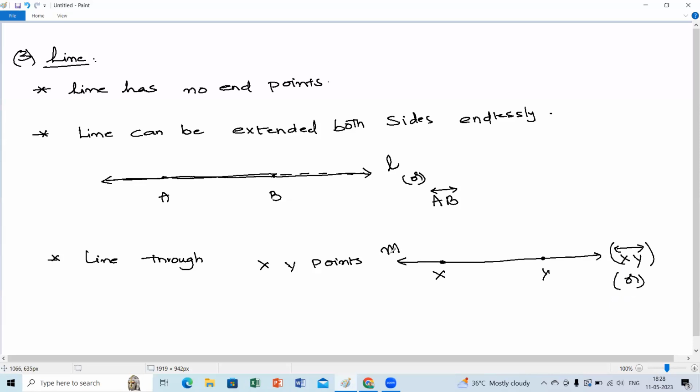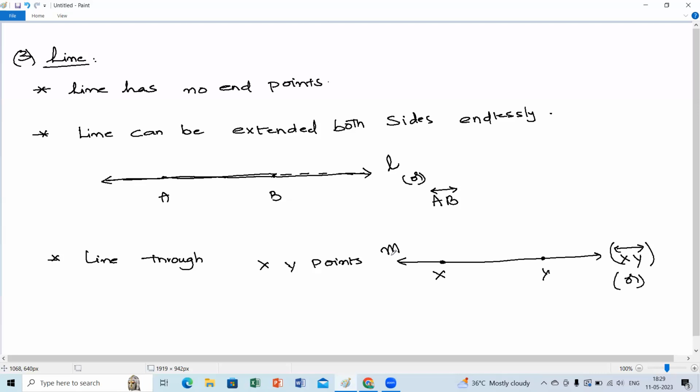It is different, that is different. Both are lines only. Line L, line M. Line L is the same as AB with a double arrow, and line M is the same as XY with a double arrow.